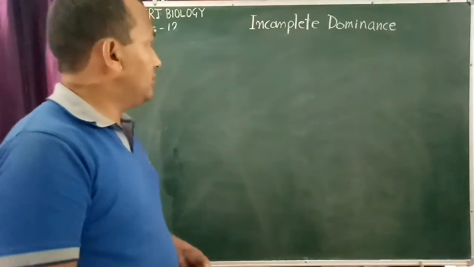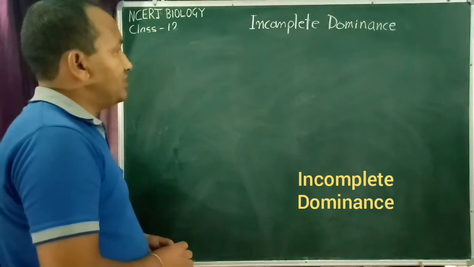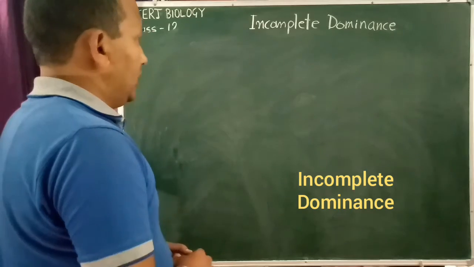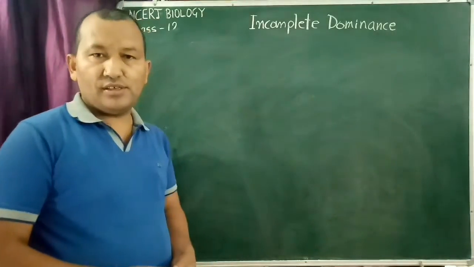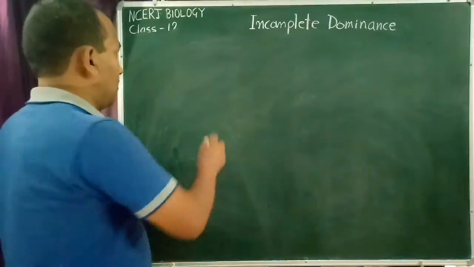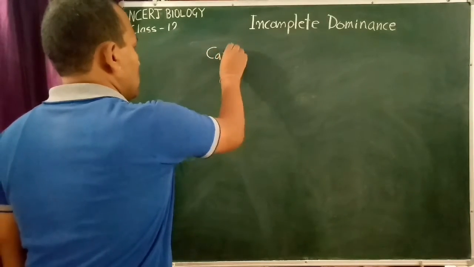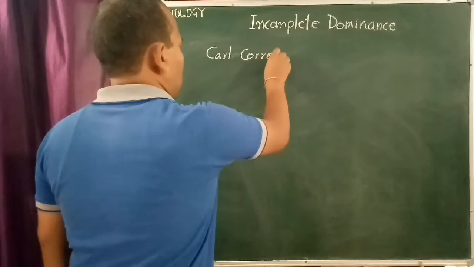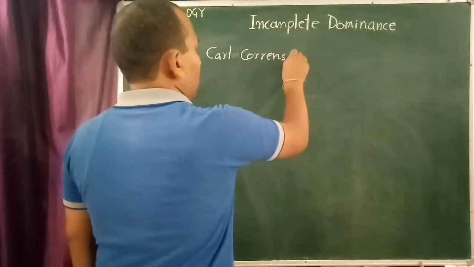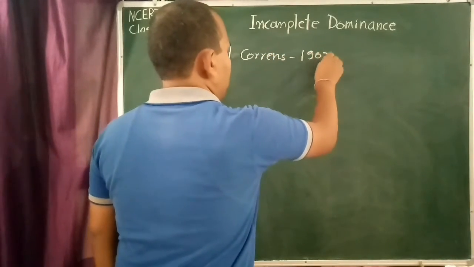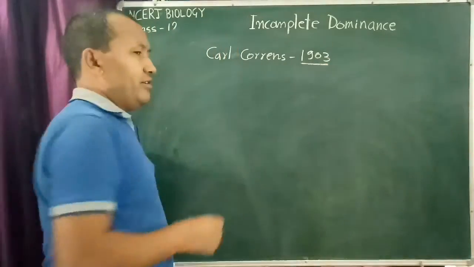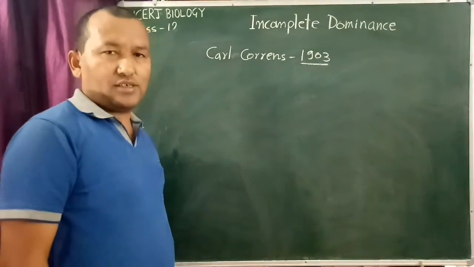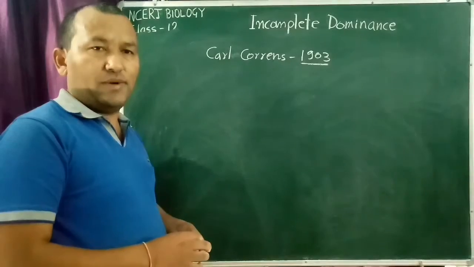Today's topic is incomplete dominance. Incomplete dominance was discovered by Carl Correns in 1903. Carl Correns is the same scientist who rediscovered Mendelism.